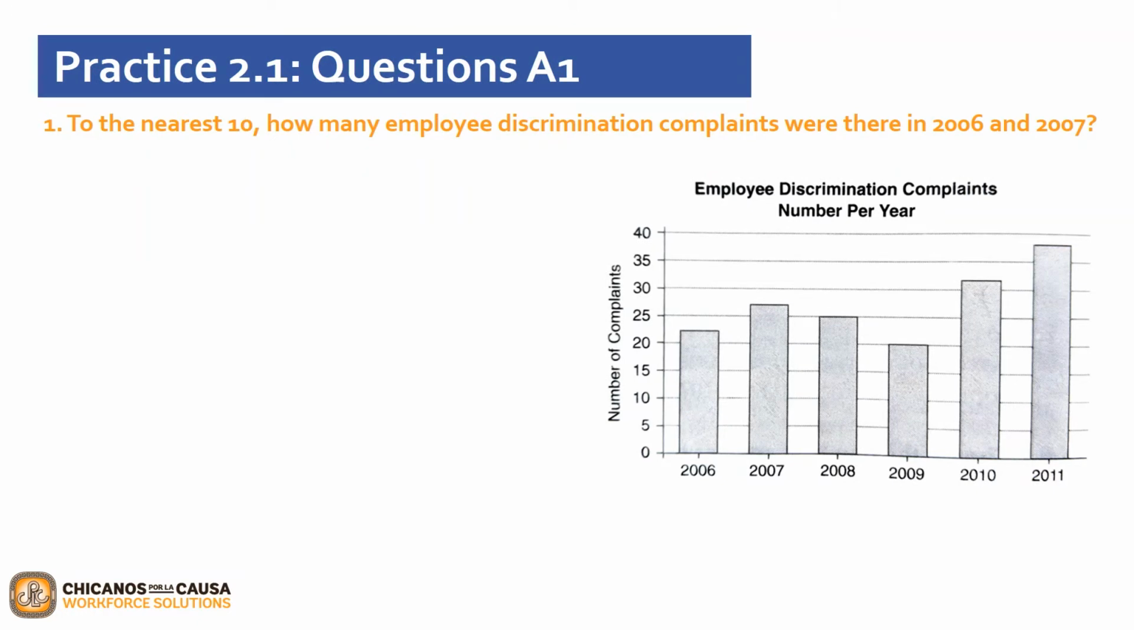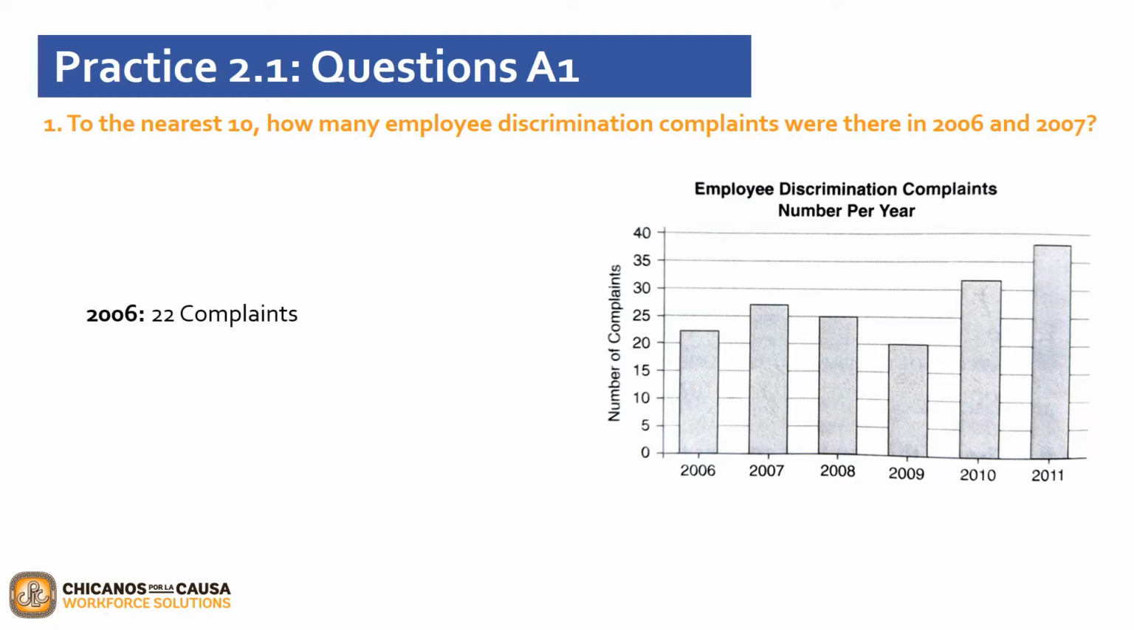Okay, let's go ahead and start with our first question. To the nearest 10, how many employee discrimination complaints were there in 2006 and 2007? So you might recognize this bar graph from our previous example. Because they're asking us how many employee discrimination complaints were there in 2006 and 2007, this sounds like an addition problem. So let's go ahead and look at both of those years.